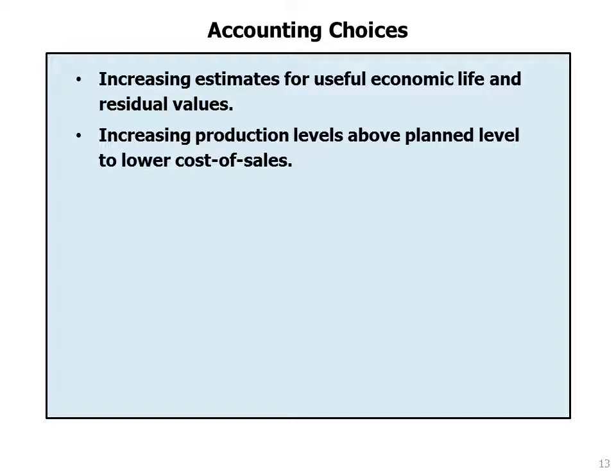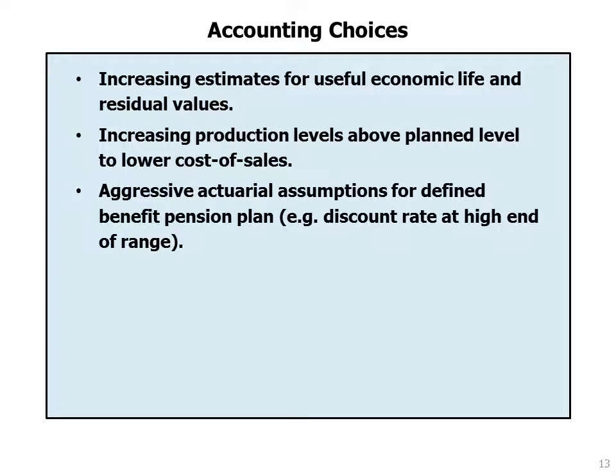It can be some years before unrealistic estimates for useful economic life and residual value become apparent. And taking advantage of the accounting treatment of over recoveries under forecasting, to increase production levels above planned levels to lower cost of sales through the reversal of over recoveries.